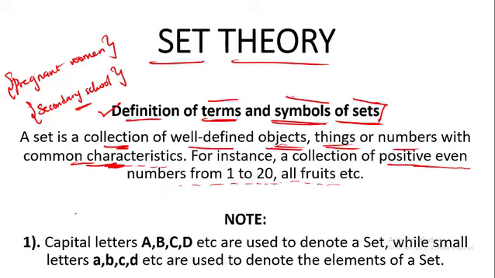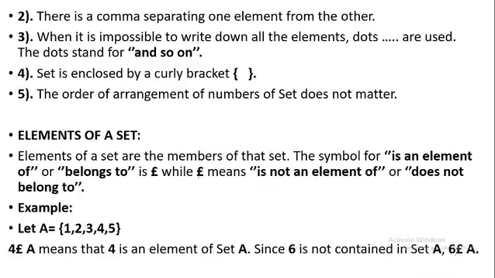So we have things we need to note here. In sets, capital letters like A, B, C, D, and the rest of them are used to denote a set, while small letters are used to denote the elements or members of a set. You can call them elements or members of a given set. Capital letters for sets, small letters for elements.